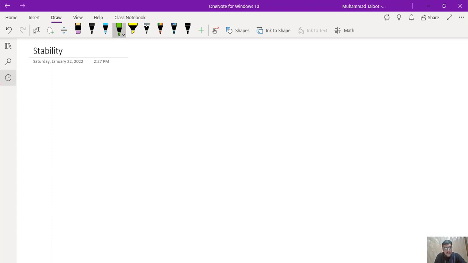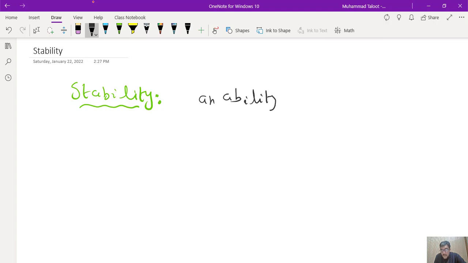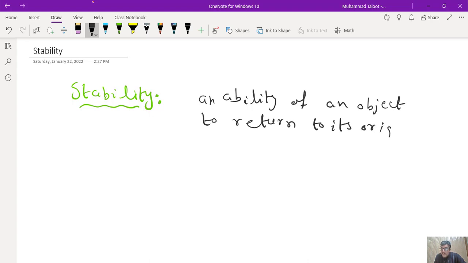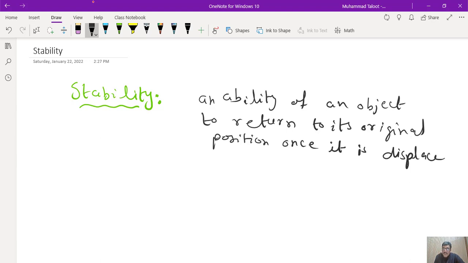Stability. What is stability? Everyone knows that stability is basically the stable position of an object. If I define stability, it is defined as the ability of an object to return to its original position once it is displaced.